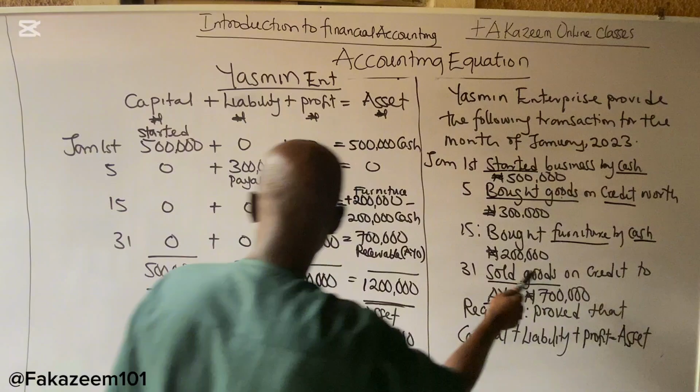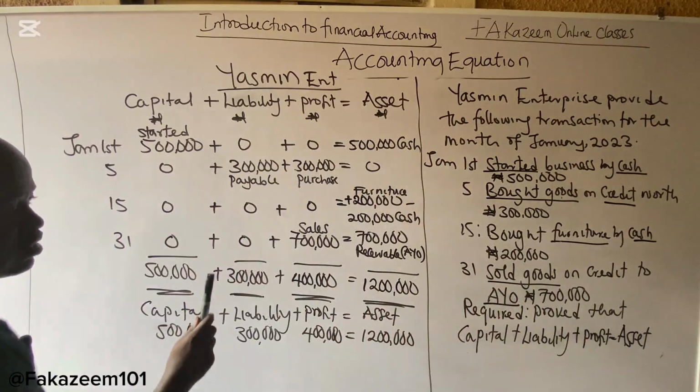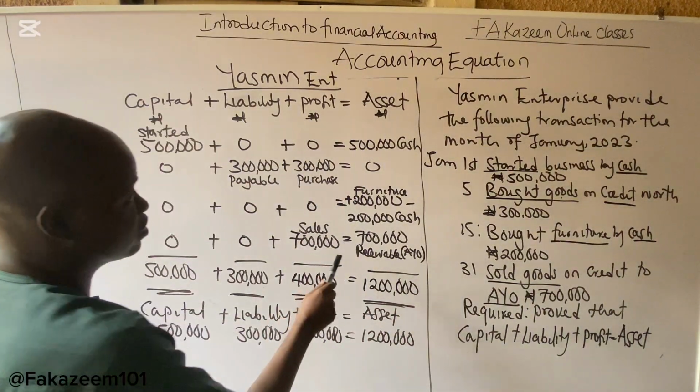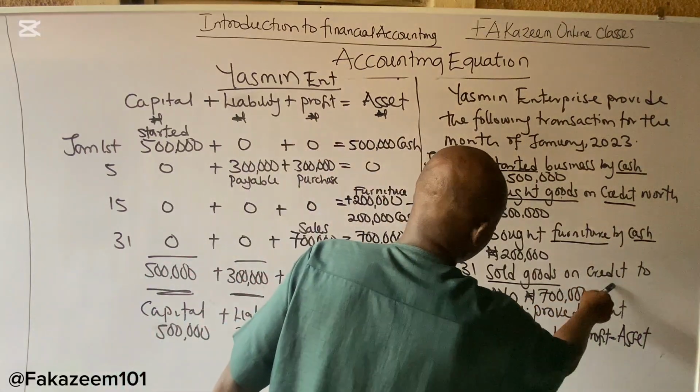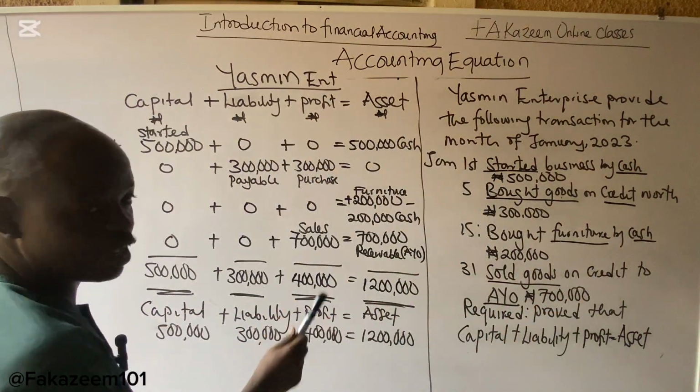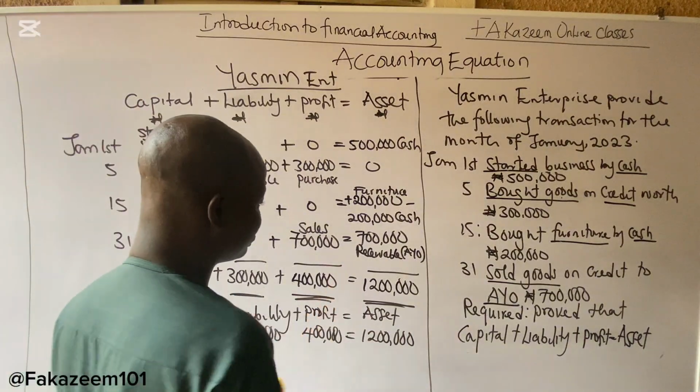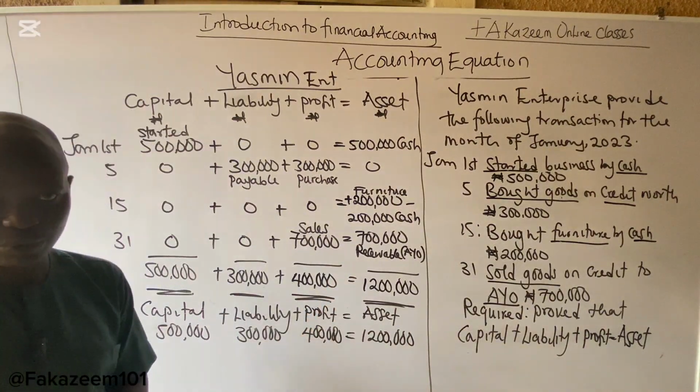Here we say sold goods. Sold goods means sales. Sales is a profit, and minus on credit. On credit there means debtors. IO is a debtor, and IO belongs to categories of receivable.